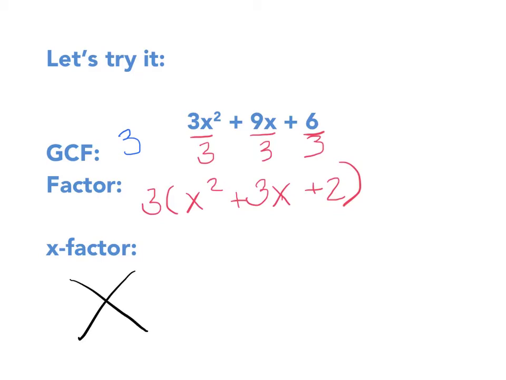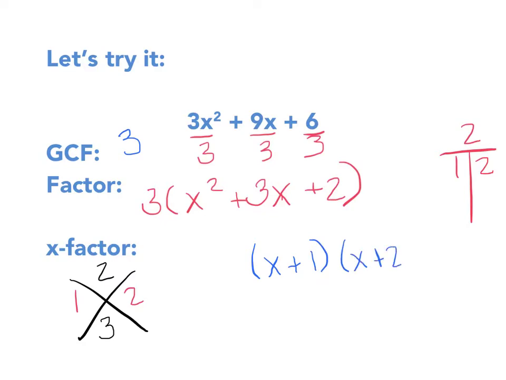I'm going to put my product of 2 and my sum of 3 and list the factors of 2. 1 and 2, and those do add up to 3. So my factors are 1 and 2, and I'm going to write my final answer as x plus 1, x plus 2 in binomials, and I can't forget to take this 3 and put it on the outside here.